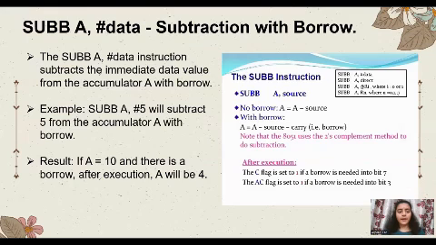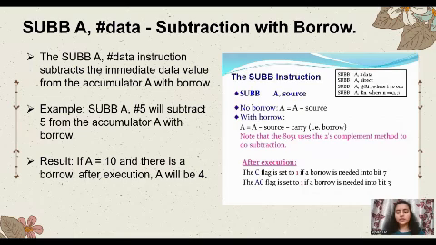SUBB A, #data is subtraction with borrow. It subtracts the immediate value from the accumulator A along with the borrow. For example, SUBB A, #5. It will subtract 5 from the accumulator A along with the borrow. Result: if A is equal to 10 and there is a borrow, then after the execution A will become 4.